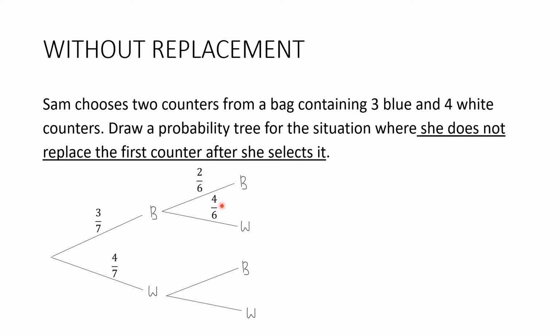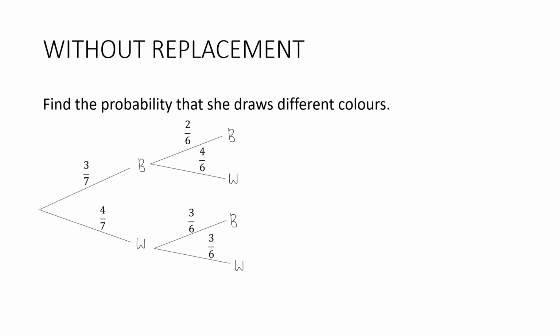Now don't just copy these 2 blindly down here because we have a different situation. In this case, she has drawn a white. So when we come to here, we have 3 blue left out of 6. But in this case here, we've already drawn a white, we've only got 3 white left out of 6. Quick check, these add to 1. Now let's answer some questions.